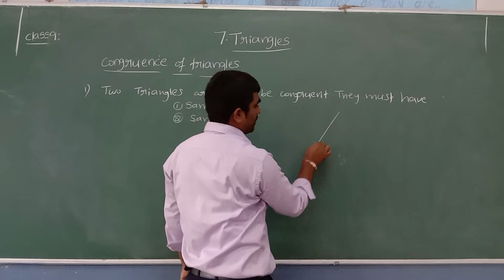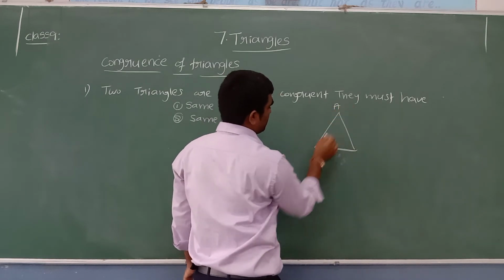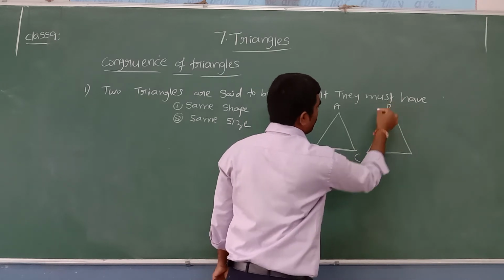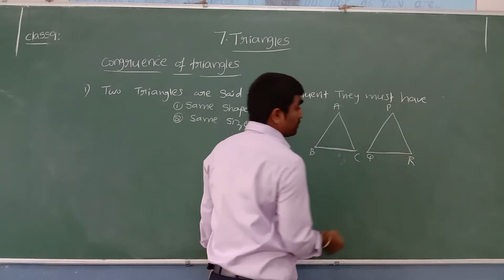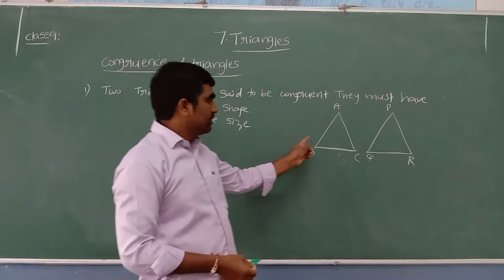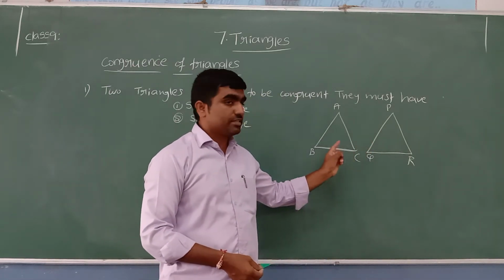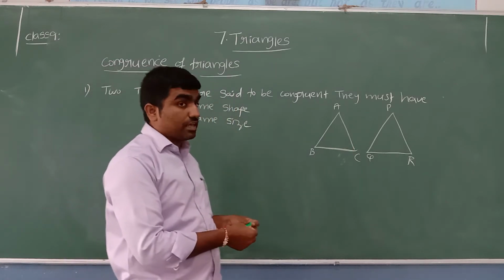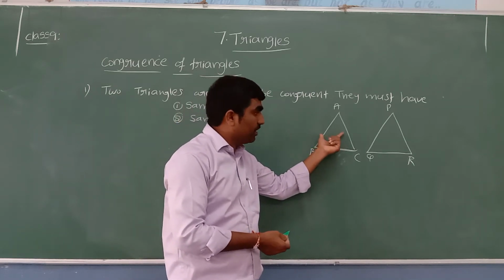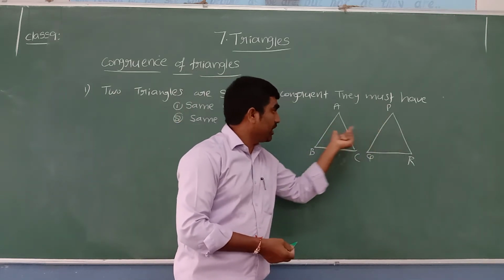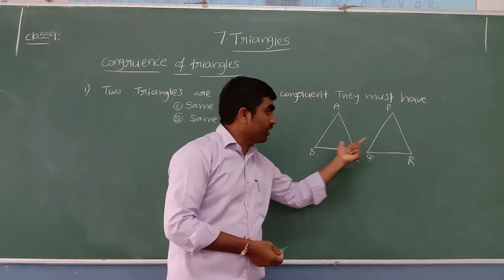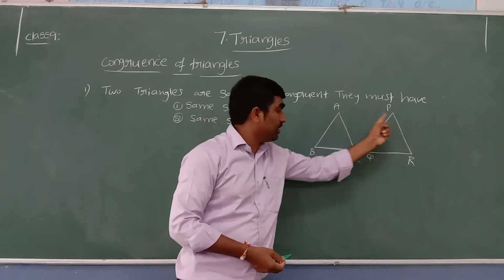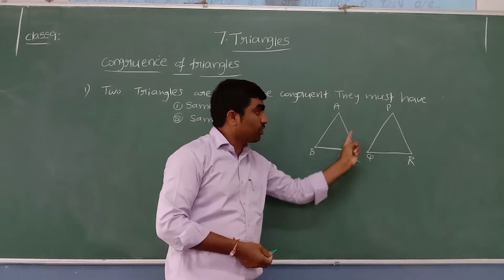Now let me take two triangles here. Name one ABC triangle, and one more I take here, PQR triangle. So these both are said to be congruent. They must have the same shape and same size. When I keep one over the other, all the sides are going to coincide. If I keep this triangle over PQR, AB will coincide with PQ, BC will coincide with QR, and AC will coincide with PR. Similarly, angle A will coincide with P, angle B with Q, and angle C with R.